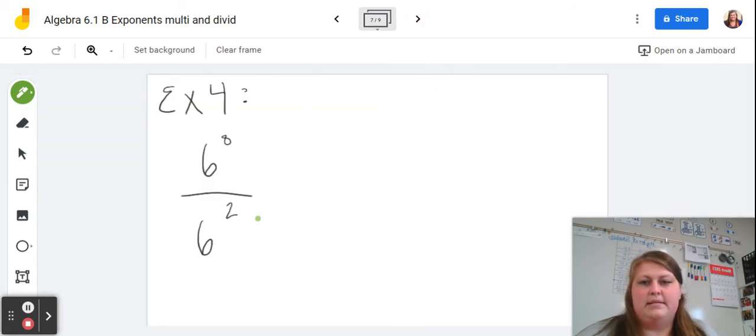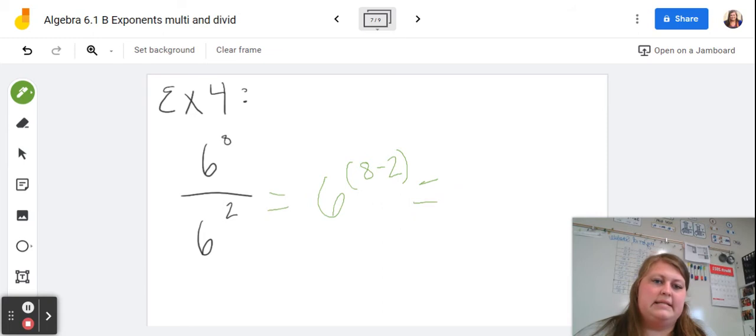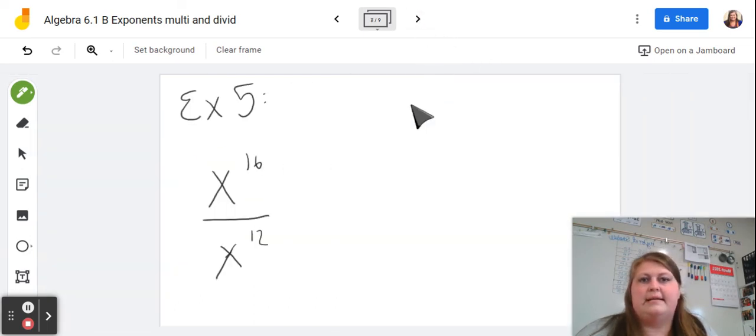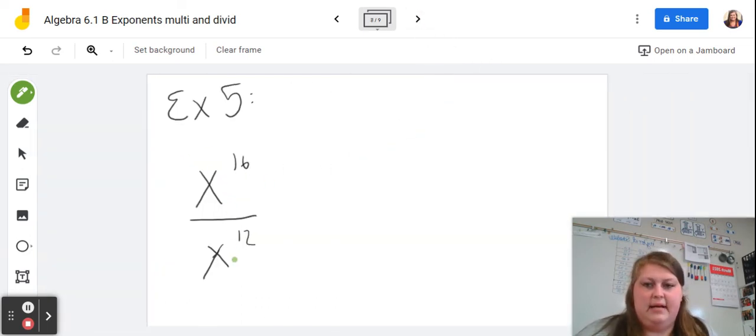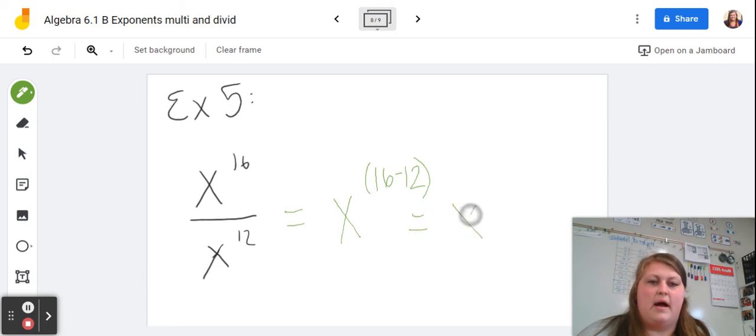Here's some example problems. 6 to the 8th over 6 squared becomes 6 to the 8 minus 2, or 6 to the 6th power. And I can plug that into my calculator to get an answer. And 6 to the 6th power is 46,656. Next example, x to the 16 over x to the 12 becomes x to the 16 minus 12. Remember, when I'm dividing exponents, I subtract. 16 minus 12 gives me 4.